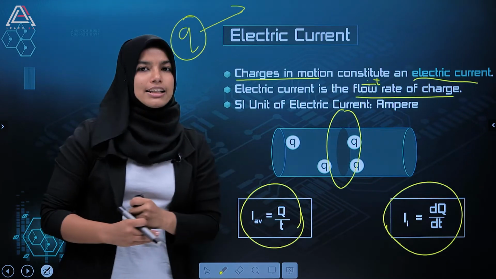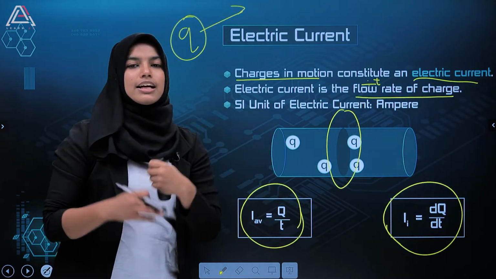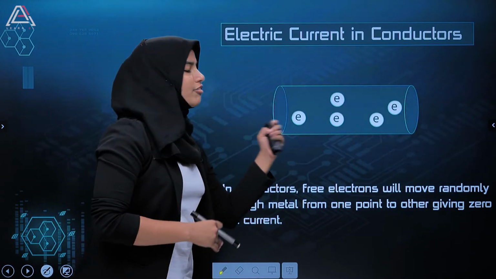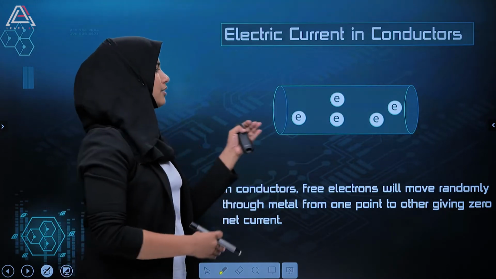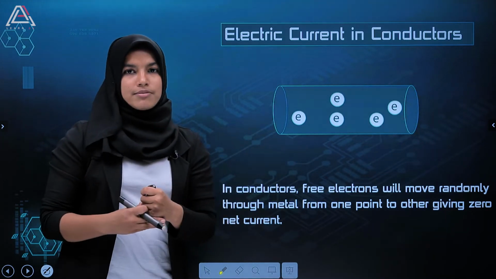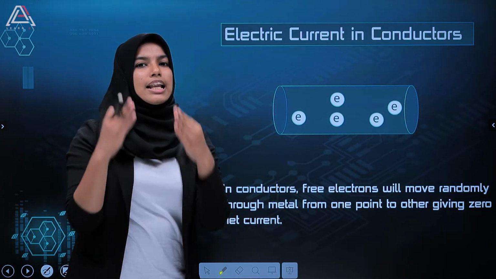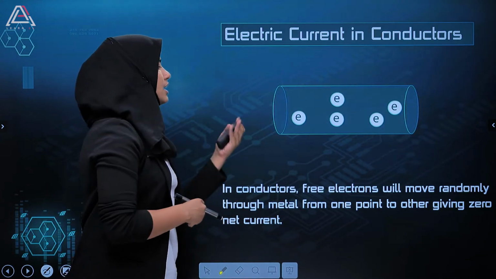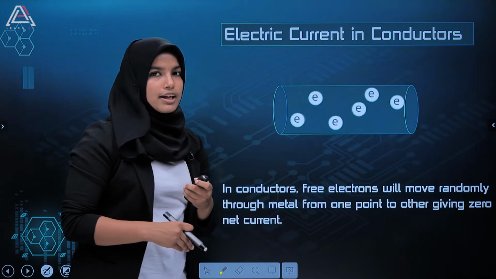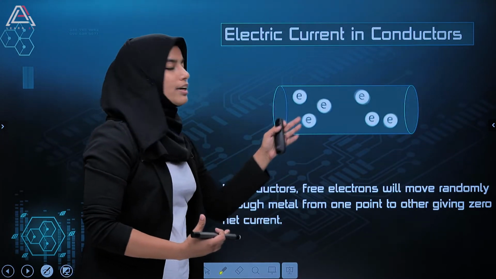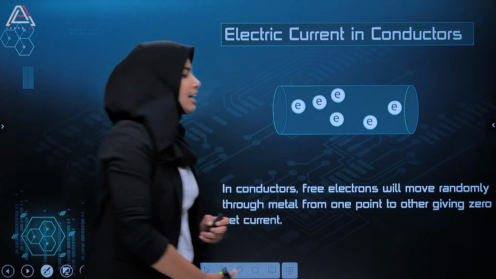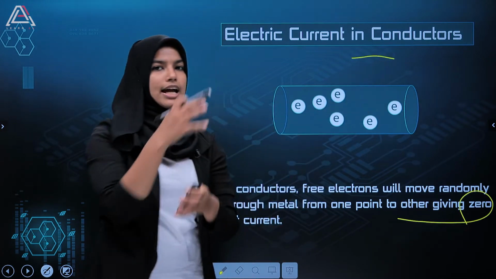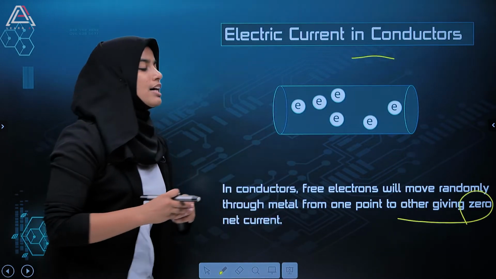So I have told you that when charge is in motion, it will produce electric current. So we know that in conductors, there are an infinite number of free electrons present, and they are in motion. But they do not produce electric current when they are kept as an isolated system. Why? Because even though the charge is moving, it is moving randomly. So the net electric current will always be zero in conductors because they are moving randomly.